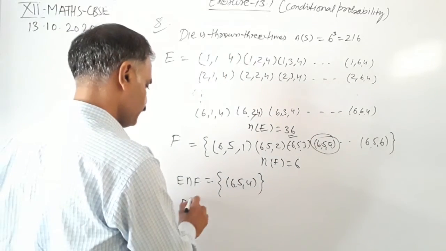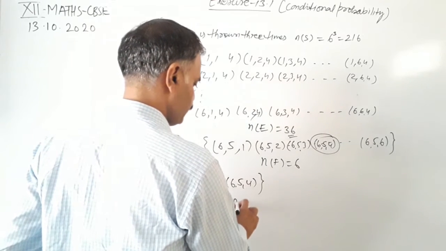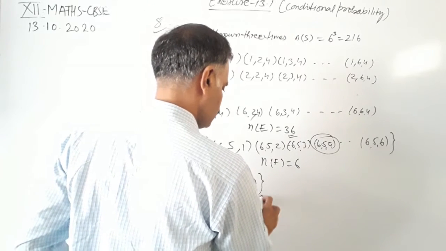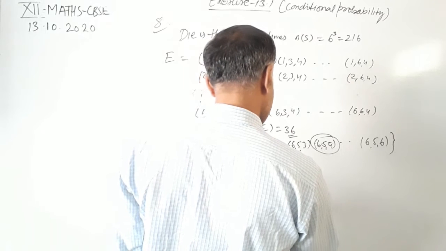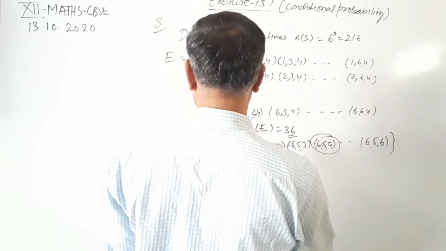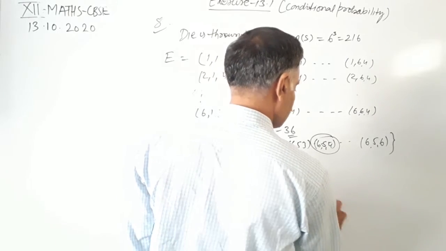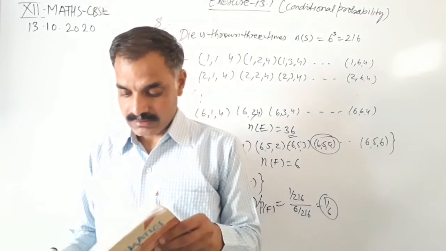So now we have to find the probability P(E|F), that is P(E intersection F) upon P(F). That is equal to P(E intersection F) = 1 upon 216, upon P(F), that is 6 upon 216, which is equal to 1 upon 6.